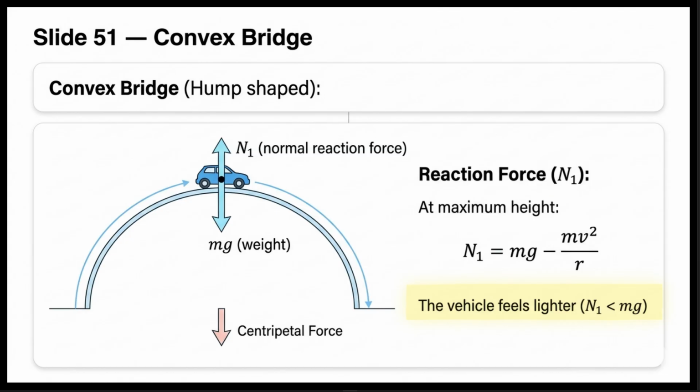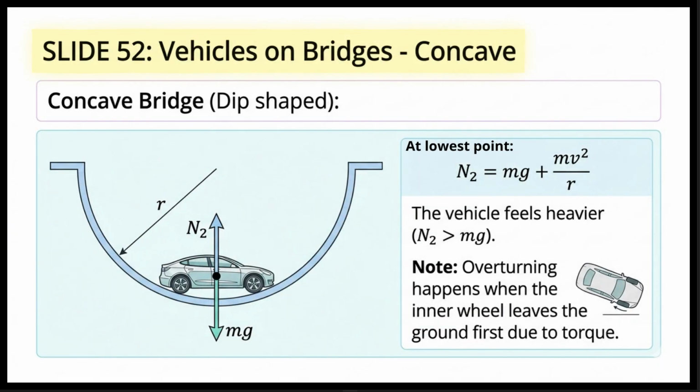Notice that N1 is less than the vehicle's actual weight, mg. The vehicle feels lighter than it truly is. The faster the vehicle travels, the smaller N1 becomes. At a critical speed where v squared equals rg, N1 drops to 0, and the vehicle loses contact with the road surface entirely.